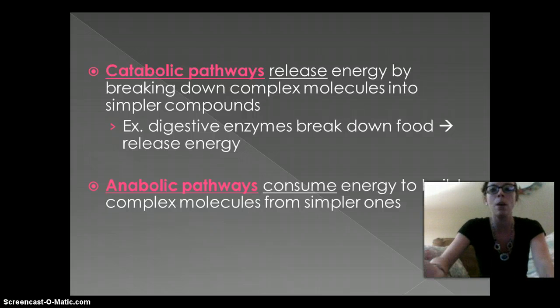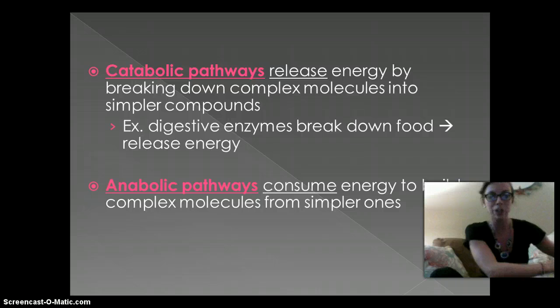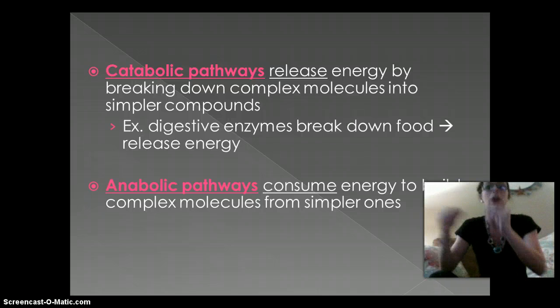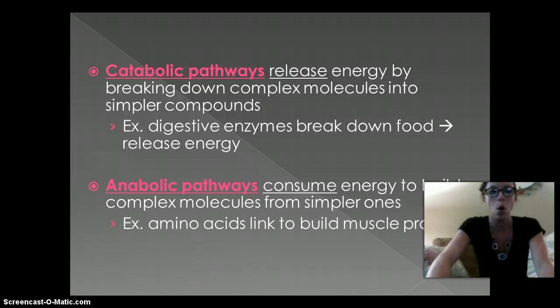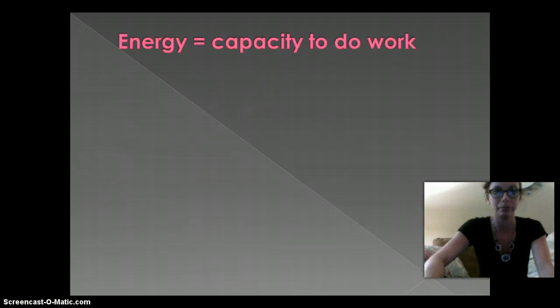Anabolic pathways are going to consume energy to build complex molecules from simpler ones. So that would be taking glucose molecules, using dehydration synthesis and putting them together to form a big starch, or amino acids linking together to build muscle protein.